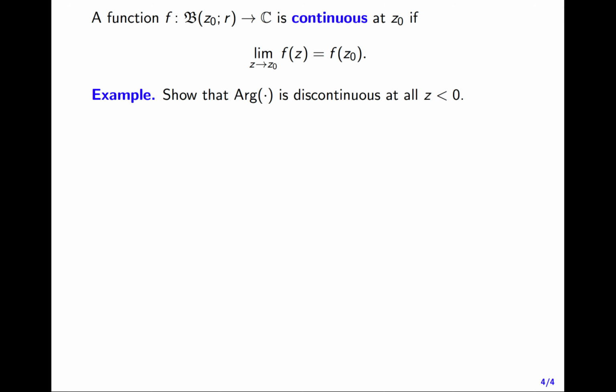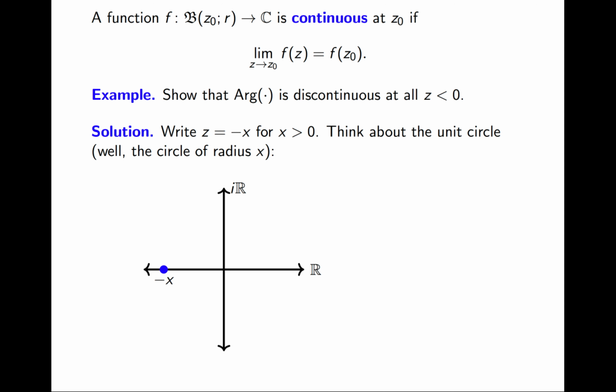And for a counterexample, I claim the principal argument is discontinuous at all negative complex numbers, which is to say at all negative real numbers. So say we take a negative real number z, we'll write z as minus x for some positive number x. And let's think about the unit circle, or more precisely the circle of radius x. So I'm going to graph my point z equals minus x on the negative real axis. So R is my real axis, iR is my imaginary axis.